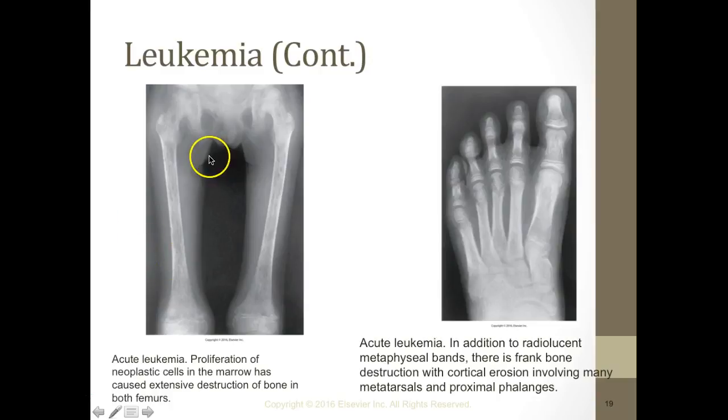So here, acute leukemia, proliferation of the neoplastic cells in the marrow has caused extensive destruction of the bone in both femurs. You can see how the bone just does not look healthy through here. And in acute leukemia, in addition to radiolucent metaphyseal bands, there are frank bone destructions with cortical erosions involving many metatarsals and proximal phalanges. So yeah, poor patients.